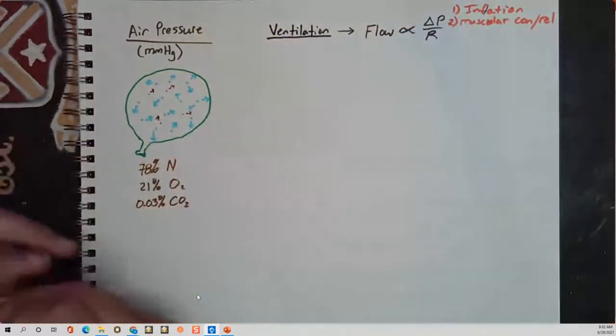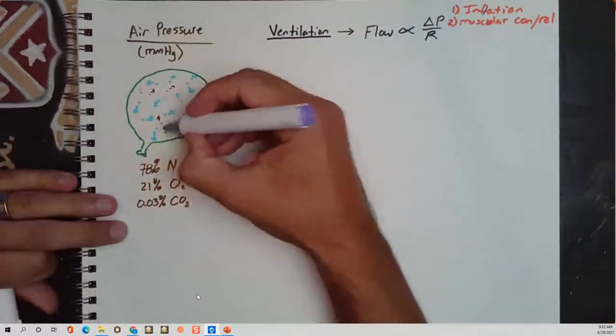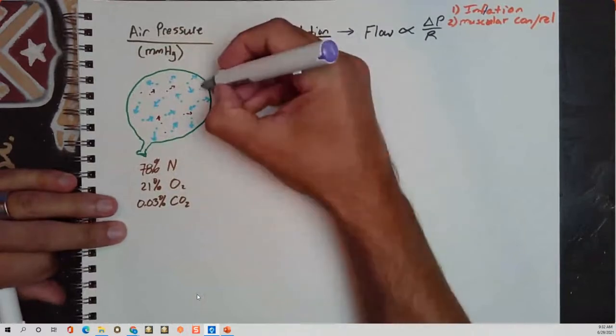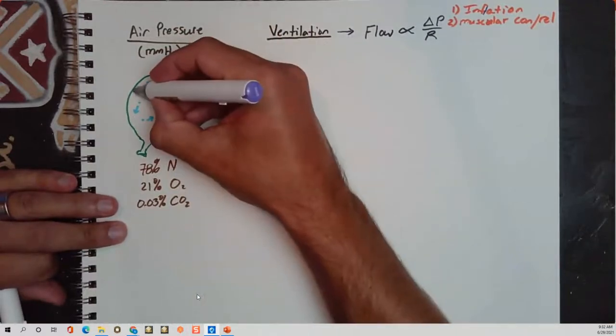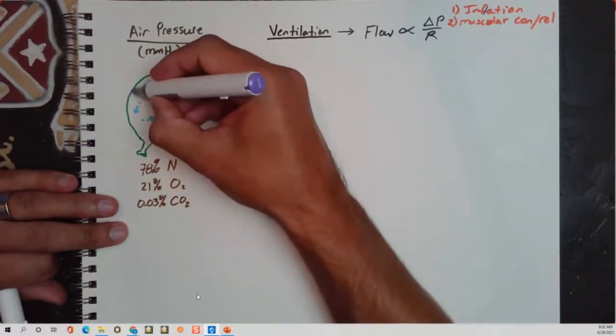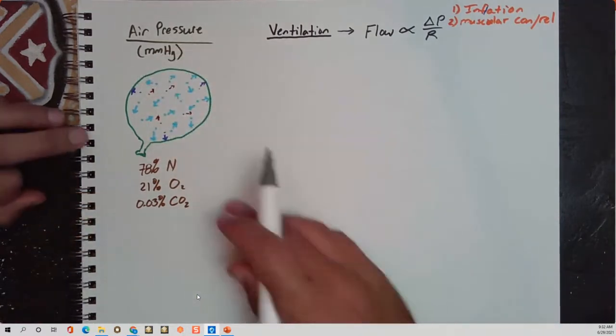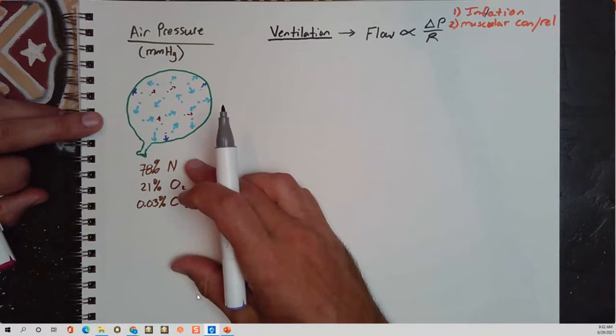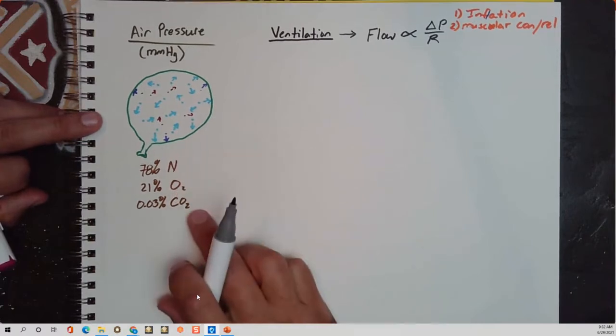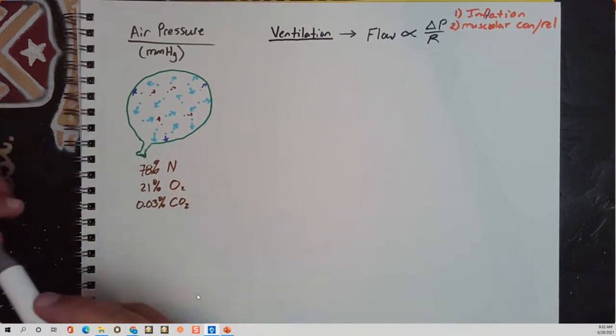There are other molecules in here. Not very many of them, but they're also exerting pressures. Well, each one of these is going to exert the individual pressure. Oxygen exerts its pressure, nitrogen exerts its pressure, carbon dioxide exerts its pressure.